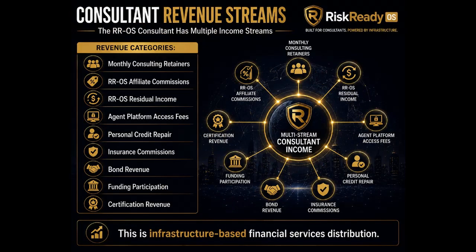RiskReady OS is designed around multiple income streams for consultants. The consultant is not limited to a single source of income. Revenue opportunities include monthly consulting retainers, first-month RiskReady OS commissions, recurring residual income, agent platform access fees, personal credit repair, insurance commissions, bond revenue, funding participation, and certification revenue. That is the power of the model.